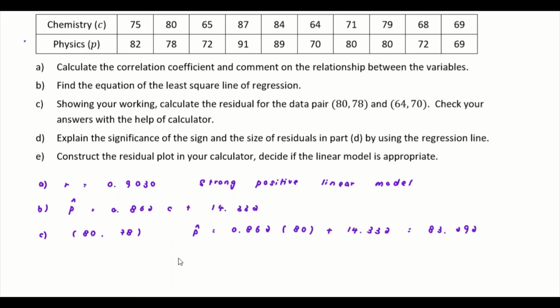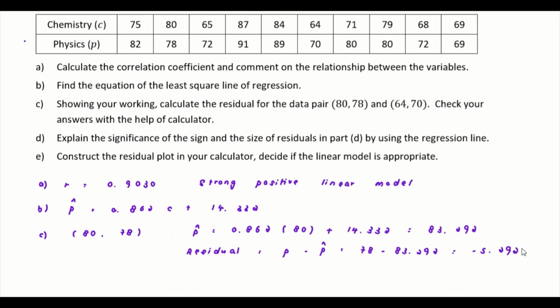83.292. Okay, so to find the residual, it will be equal to the actual P minus the predicted P. So that's why it's 78 minus 83.292. You can write down your answer in three decimal places as well. So 78 minus your answer, then you'll be able to get negative 5.292.